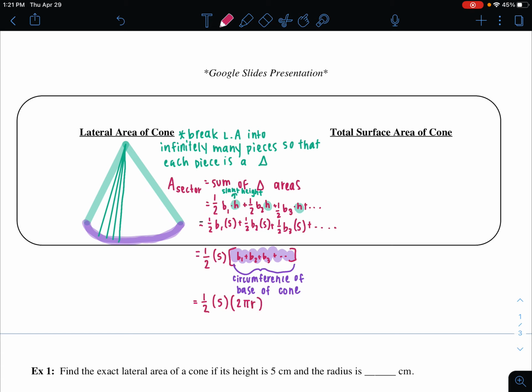Well, the 1/2 and the 2 cancel, so my lateral area formula for a cone is pi times r times s, which is my slant height.